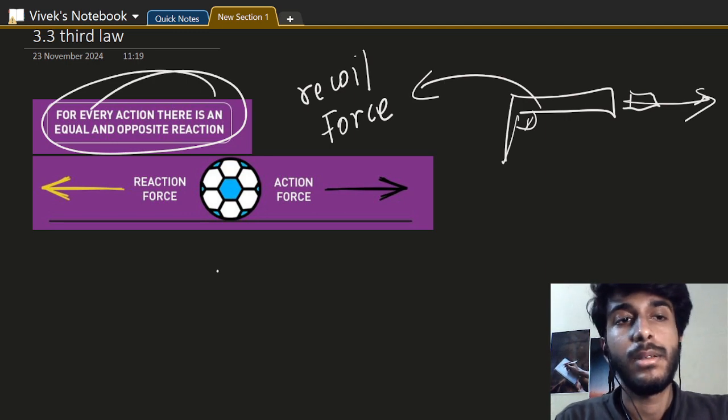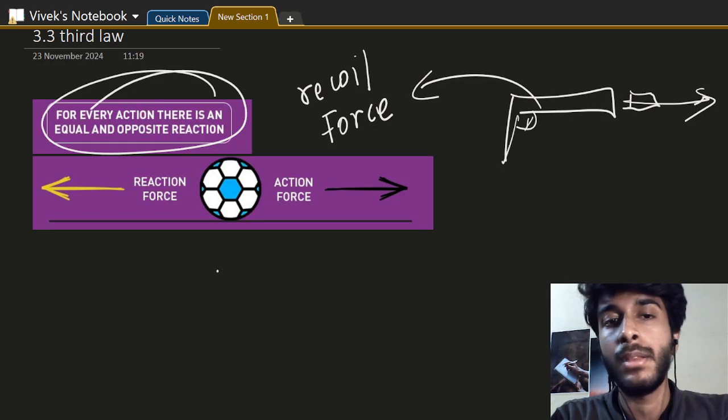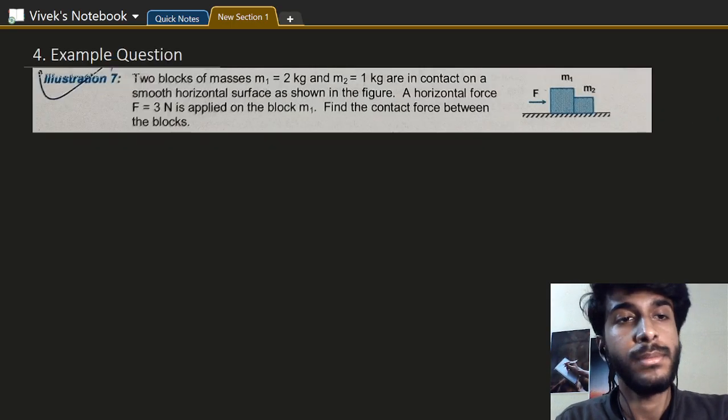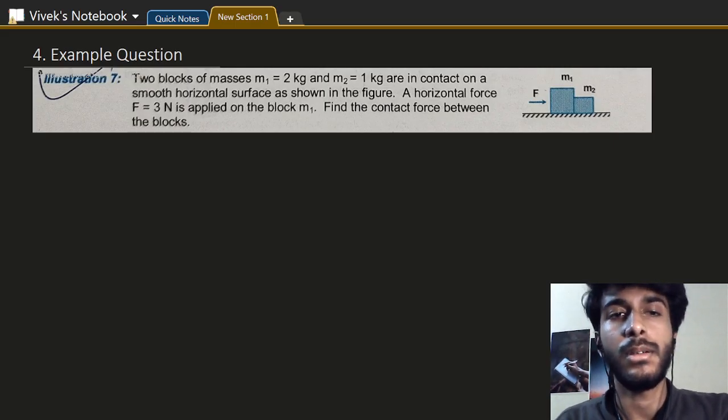So this is the third law. Hope you have understood so far. Now this is the final question, and the application of the Newton law of motion that we have studied.